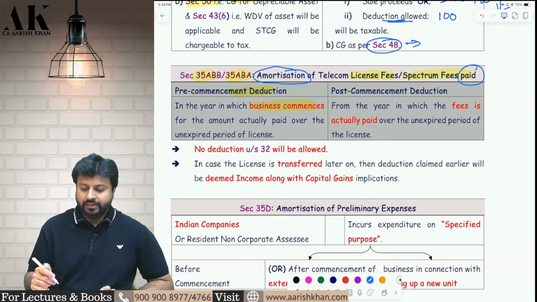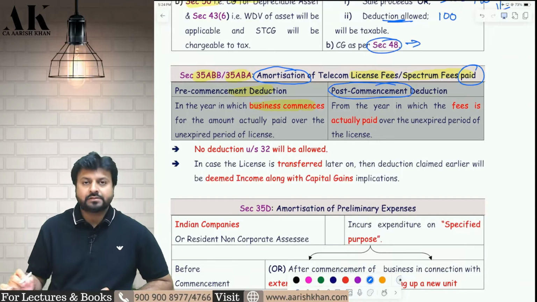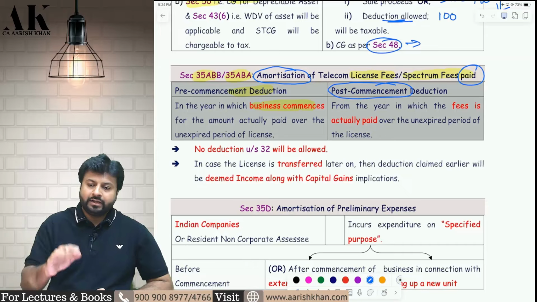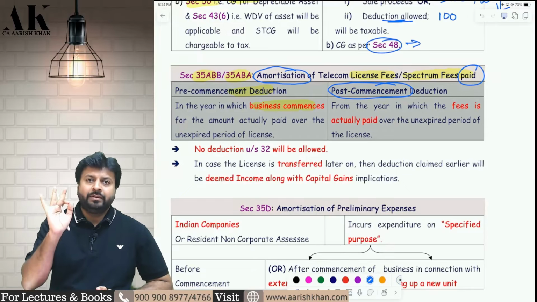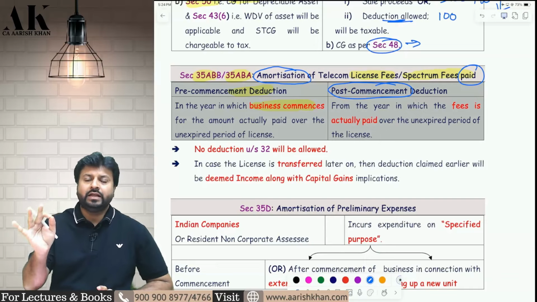Okay. Similarly, if you have already commenced the business, and now you are making the payment, then it will be allowed from the year of payment, as and when you have made the payment. Again, it will be allowed on a payment basis only. It will not be allowed on an accrual basis. You have to make the payment, take the deduction.